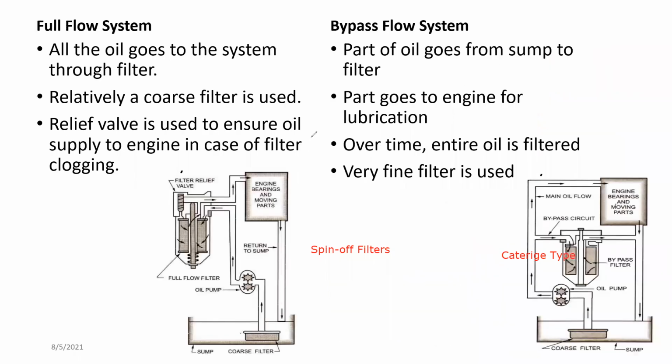So as I told you earlier, there are two types of oil flowing systems based on the filter. One is the full flow system, the other one is the bypass flow system. In the full flow system, the complete oil flow goes through a filtering process, right? But in the bypass system, only a portion of the lubricant will always go through the filter, right?